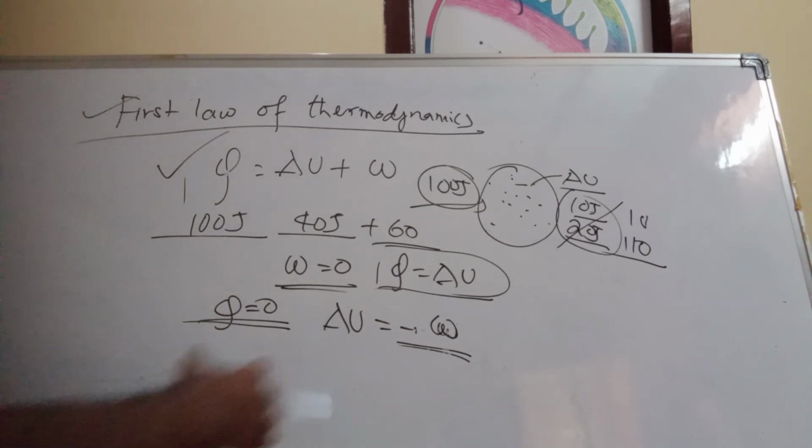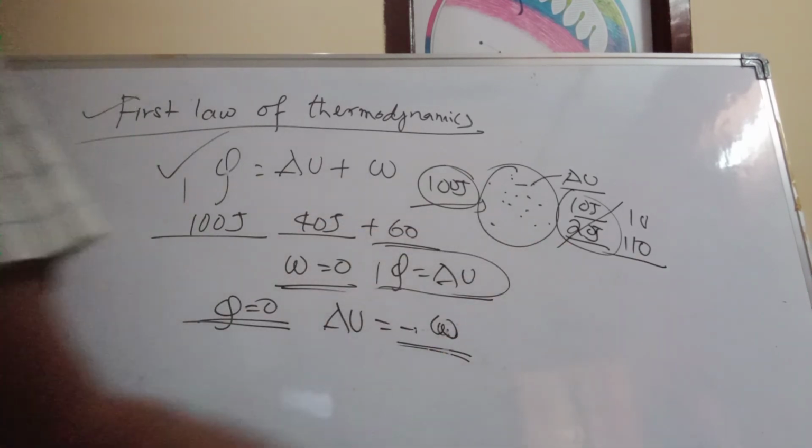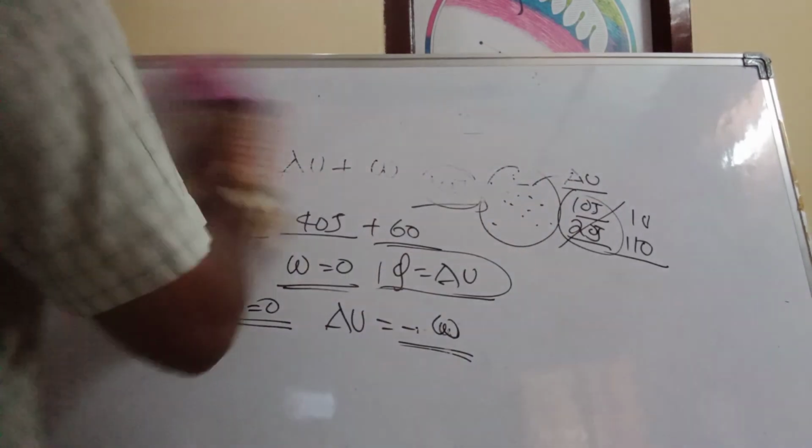Here we are essentially not talking about any losses. We are saying that 100 joules of energy was given, 40 went to raising the kinetic energy, the internal energy, and the remaining 60 joules was used to do some external work. Okay, but we are not talking about any of those losses there. So kindly note this. All right.